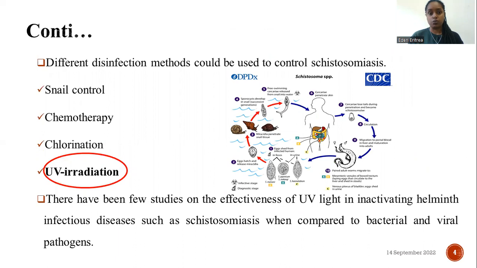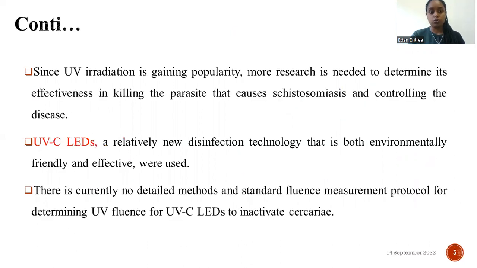Our research focused on UV radiation since few studies have been done on the effectiveness of UV light in inactivating the parasite that causes schistosomiasis, which is called Cercaria, compared to bacterial and other pathogens. We also focused on UV radiation since it's becoming a popular disinfection method due to its great benefits over the conventional methods. We thought more information was needed to fill the gap on the effectiveness of killing the parasite that causes schistosomiasis and controlling the disease.